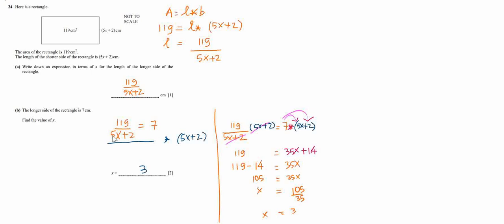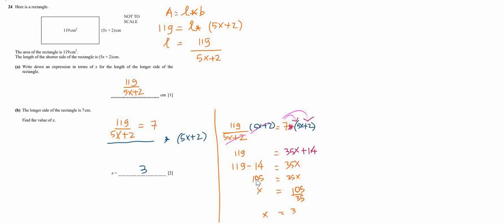Now we cancel out the denominator: multiply the whole equation by 5x plus 2. Then we get 5x plus 2 on the left and right. We cancel out the left side, and we have 119 equals 7 times 5x, which is 35x, and 7 times 2 is 14. Now we collect the numbers 119 and 14. 14 moves to the left and becomes negative: 119 minus 14 equals 35x.